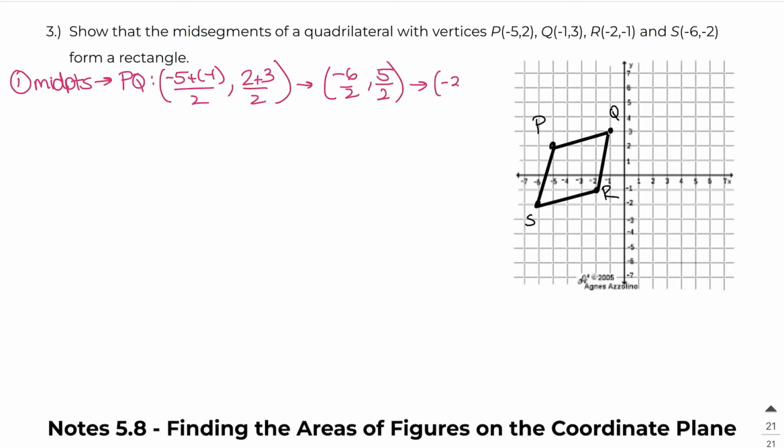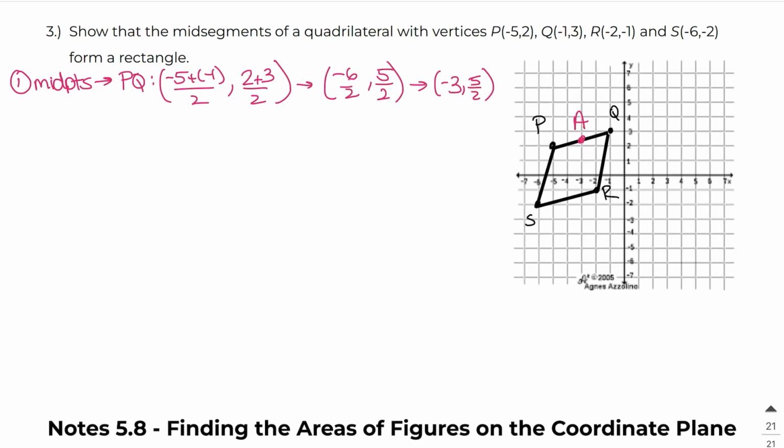So I end up getting negative 3, 2.5. Or negative 3, 5 over 2. I'm going to keep this as 5 over 2, but I know that when I graph it out, it's going to have to be at 2.5. So this right here, we will call this A, okay?